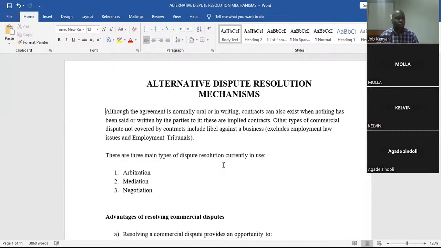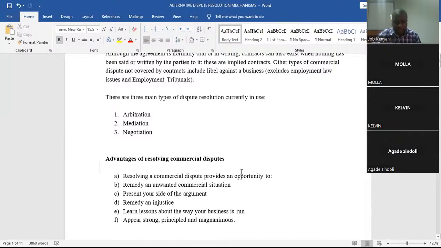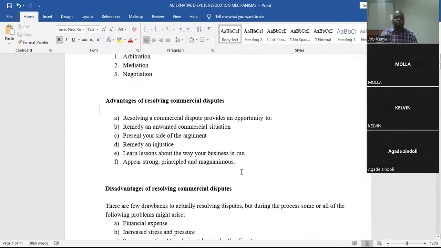They can be used to resolve some of the commercial disputes we can have involving commercial transactions, for example, business contracts. So what are the advantages of resolving commercial disputes? Resolving commercial disputes simply provides a remedy of an unwanted commercial situation.